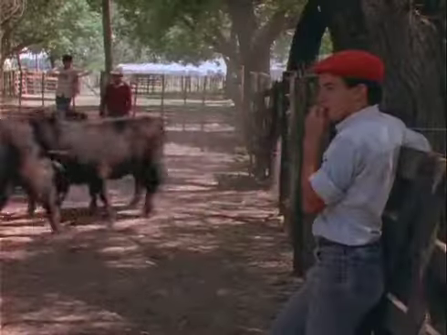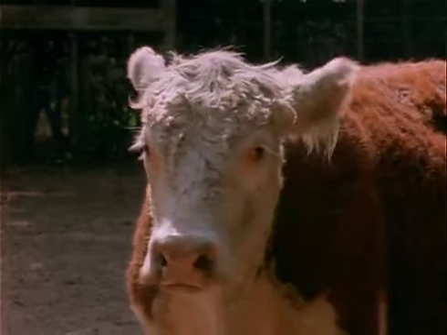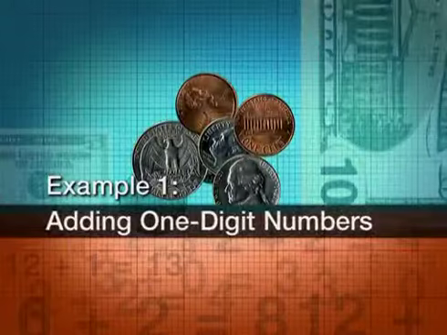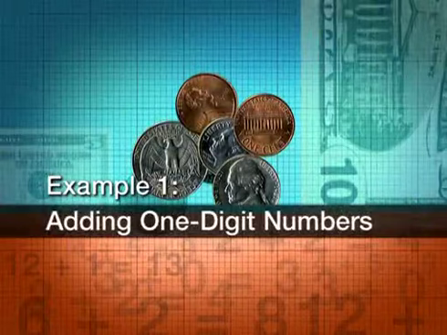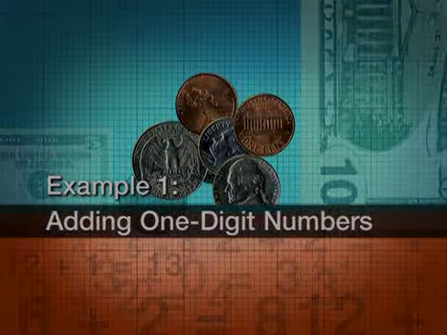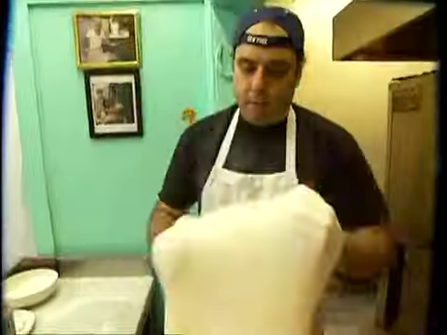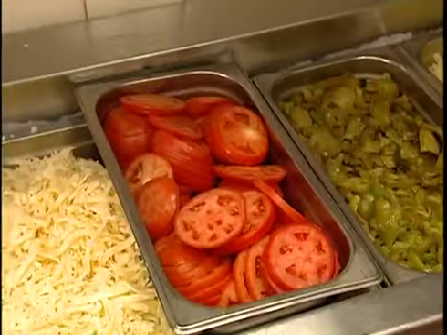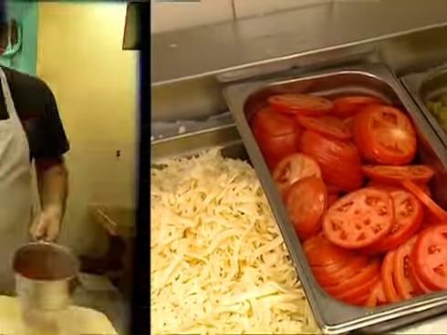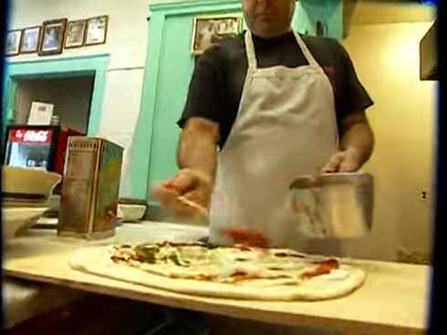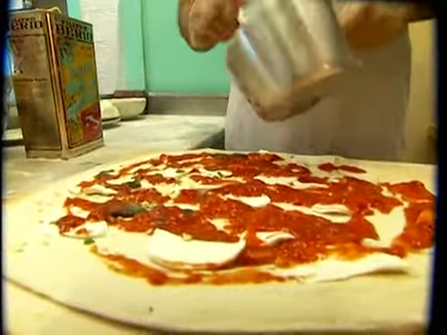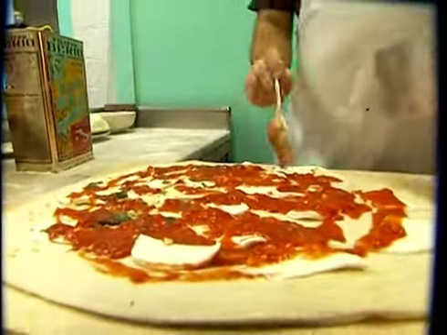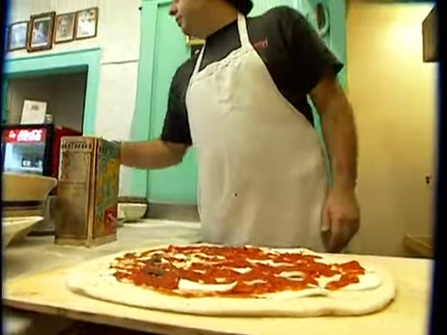Let's see other examples of addition and subtraction. It's fun to watch pizza being made. The dough, the cheese, the sauce, and of course, lots of healthy tomatoes. Larry is making a large pizza that will have many tomato slices. Let's count the number of tomato slices Larry is adding.